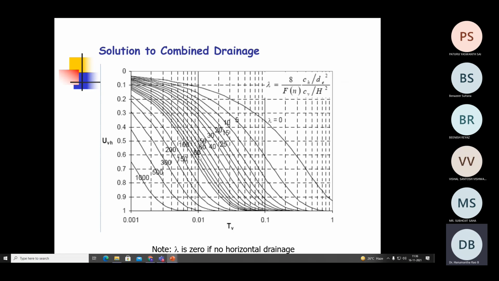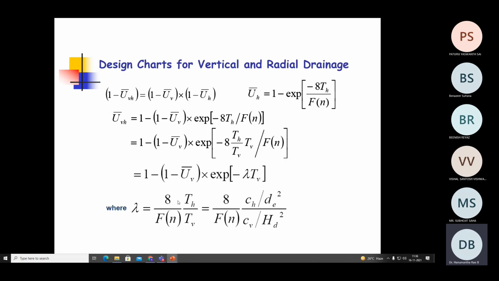So this is another chart, the solution to combined drainage, the combined average degree of consolidation for different lambda values as a function of the time factor, that is TV. So this also will be provided. In fact, we can also develop this kind of chart because you know the equation, by assuming certain values of CH, CV, D and H. That's it.